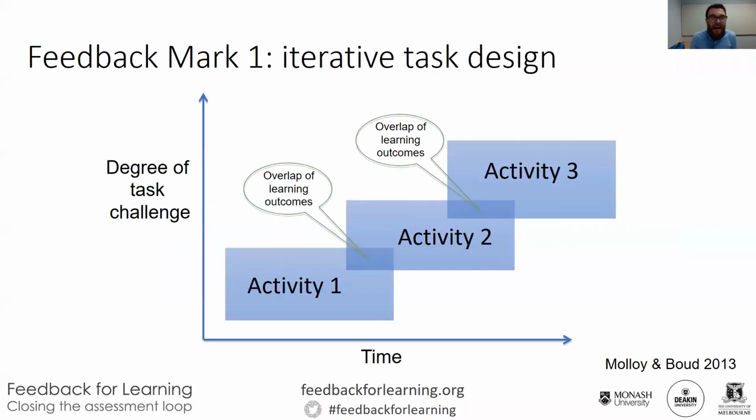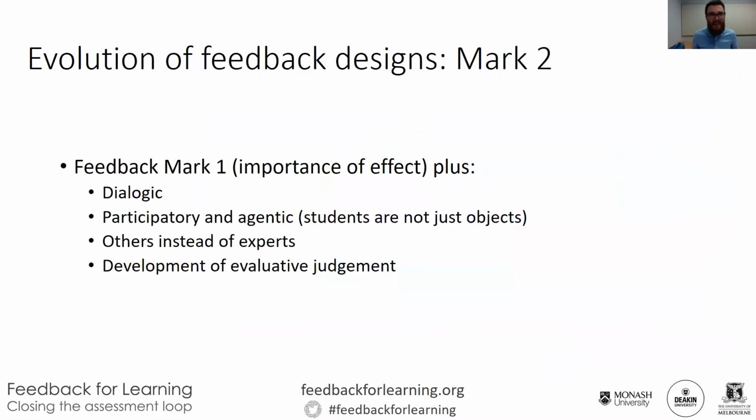Next slide. And this is the slightly more sophisticated feedback mark 1 version. So in this one, as time goes on, the level of challenge with respect to a learning outcome increases. And you've got the idea of overlapping tasks, overlapping learning outcomes. If you've ever set an annotated bibliography and then an essay plan and then an essay as your 3 assessment tasks, and you've given students comments that they can improve on from one to the next, you're doing this sort of design. On to the next one.